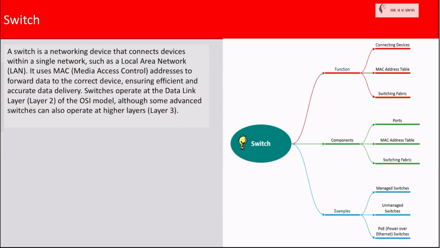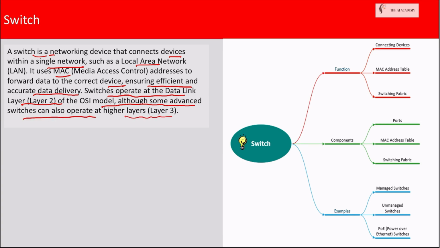The switch is a networking device that connects devices within a single network, such as a local area network, also called LAN. It uses MAC, or Media Access Control, addresses to forward data to the correct device, ensuring efficient and accurate data delivery. Switches operate at the data link layer, or layer 2 of the OSI model, although some advanced switches can also operate at higher layers such as layer 3.